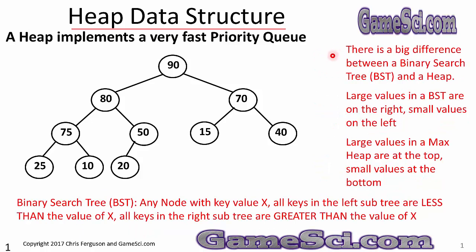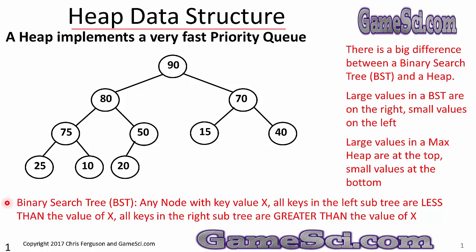There is a big difference between a binary search tree, BST, and a heap. Large values in a BST are on the right, small values go to the left. Large values in a max heap are at the top of the heap or the tree, and small values are at the bottom of the heap or the tree.